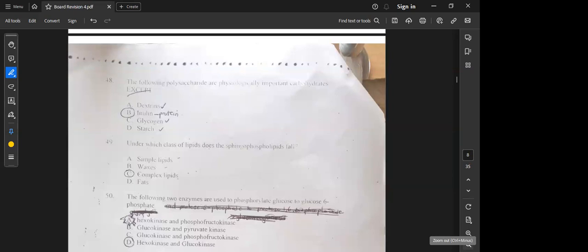So who can offer a nice, simple, short summary of lipids? Anyone? Kindly unmute and offer what you have. We have 10 days to the exam. I'm sure you know something about lipids. I think we've been muted. It's only three people that have been talking so far.